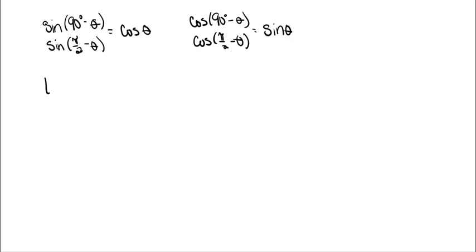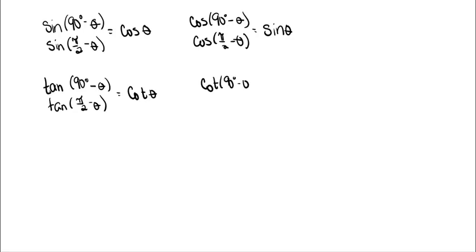The tangent of 90 degrees, sorry about that, is not 900, it was 90, minus theta, or the tangent of pi over 2 minus theta, is equivalent to the cotangent of theta. At the same time, the cotangent of 90 degrees minus theta, or the cotangent of pi over 2 minus theta, is equal to the tangent of theta. And then the same thing works for secant and cosecant.